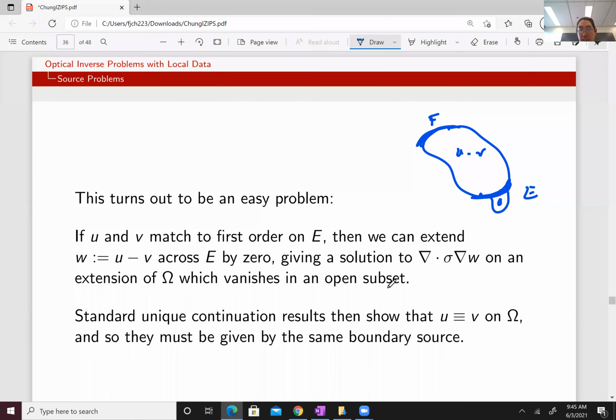And then there's a standard unique continuation result, which I guess is due to Carleman, that says that U has to be equal to V on the entire domain omega. And so in particular, they had to be given by the same boundary source back on F.